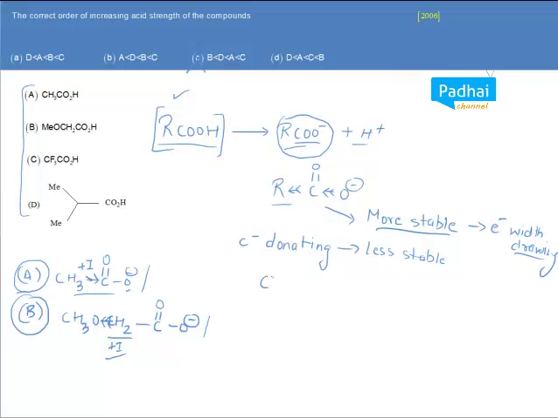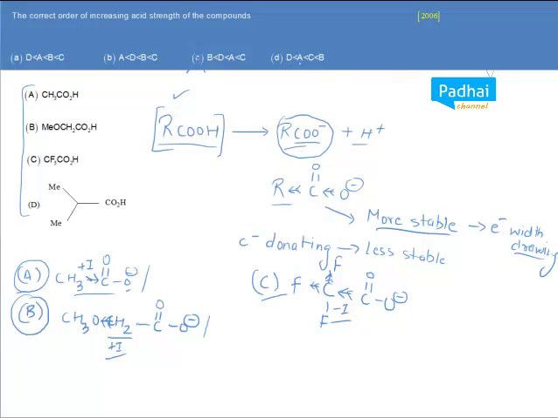Now let us come to the C part, which is saying CF3 C double bond O, O minus, right? Now CF3 has a minus I effect, because 3 fluorine atoms, which are highly electronegative, are connected to the carbon atom, and they attract the electron density towards themselves. So CF3 effectively has a minus I effect. That means C is more acidic as compared to both B and A. So let us see the options again. C is more than B more than A.